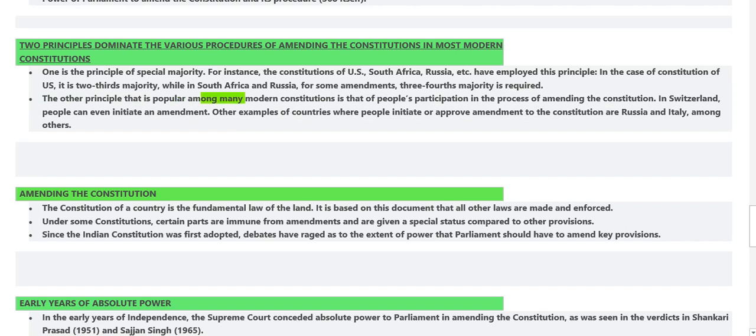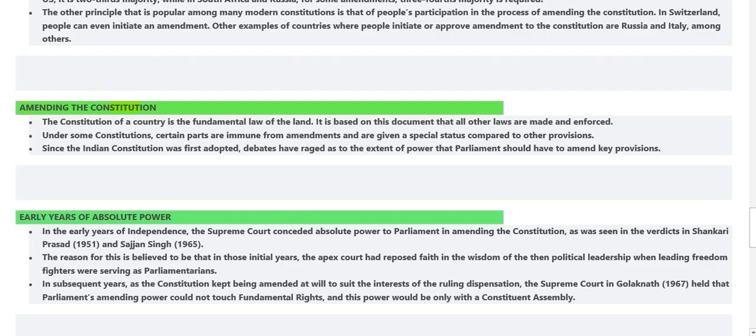The other principle that is popular among many modern constitutions is that of people's participation in the process of amending the constitution. In Switzerland, people can even initiate an amendment. Other examples of countries where people initiate or approve amendment to the constitution are Russia and Italy, among others.